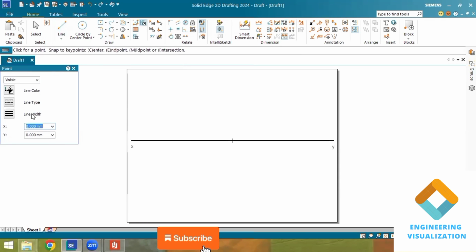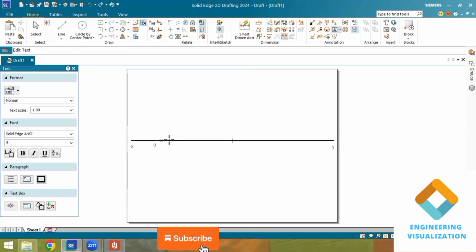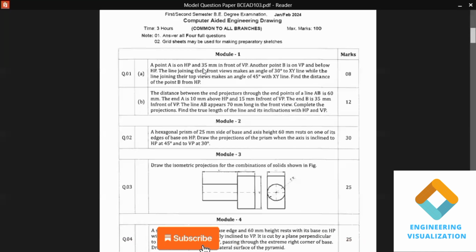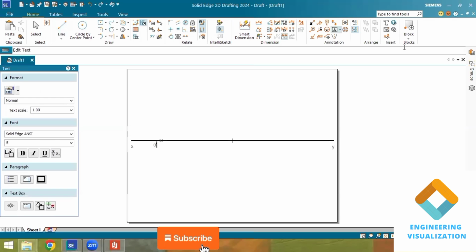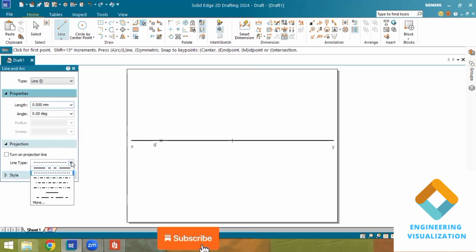Here, with respect to the question, it is resting on the HP plane, say resting on the XY line. In the question, a point A is on HP, which means it is nothing but the front view. That's why I have put a point and marked it A dash. Now the length we should consider.